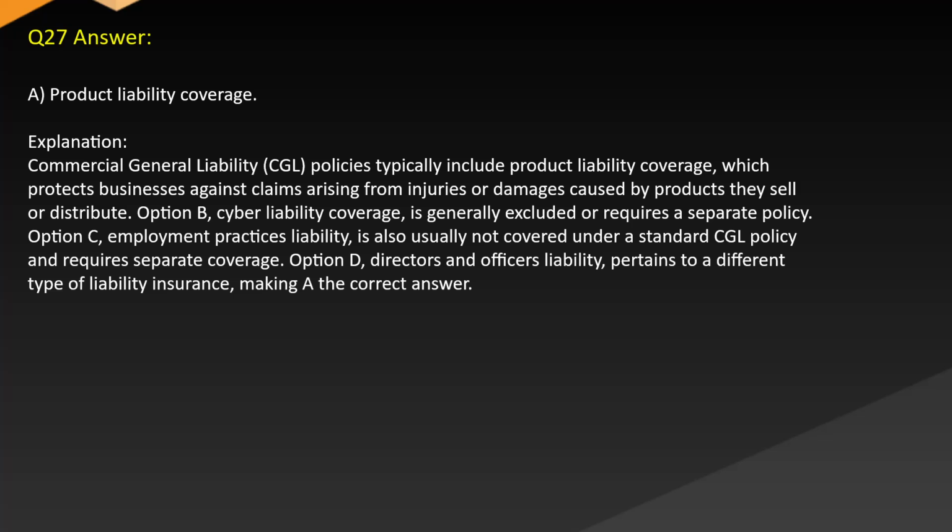Answer A. Product liability coverage. Explanation. Commercial general liability, CGL, policies typically include product liability coverage, which protects businesses against claims arising from injuries or damages caused by products they sell or distribute. Option B. Cyber liability coverage is generally excluded or requires a separate policy. Option C. Employment practices liability is also usually not covered under a standard CGL policy and requires separate coverage. Option D. Directors and officers liability pertains to a different type of liability insurance, making A the correct answer.